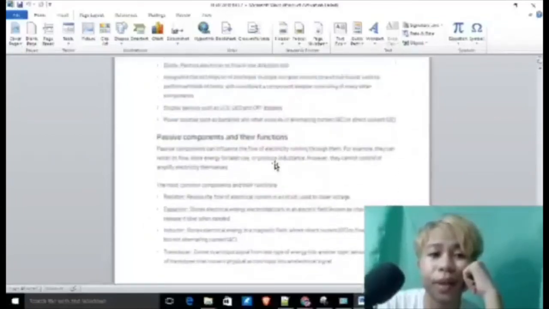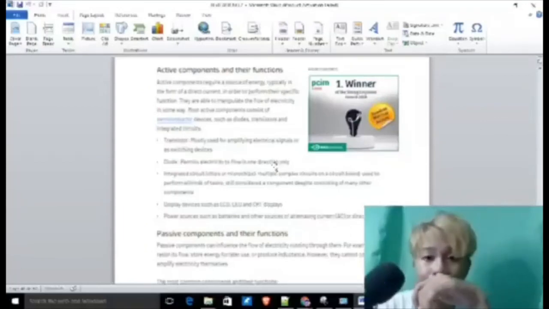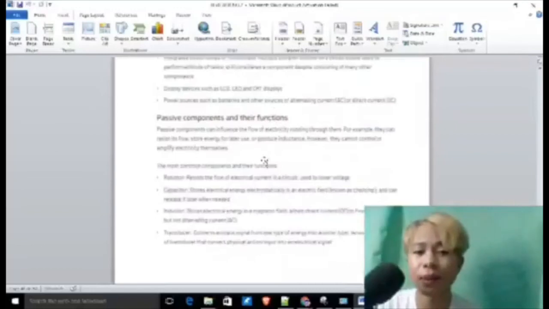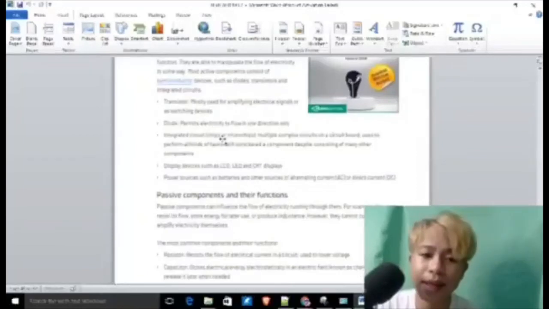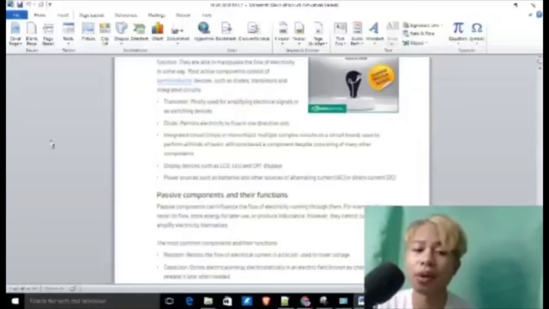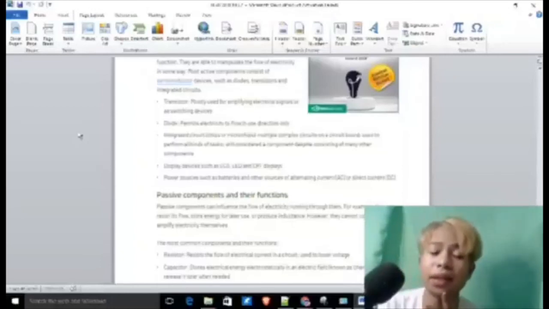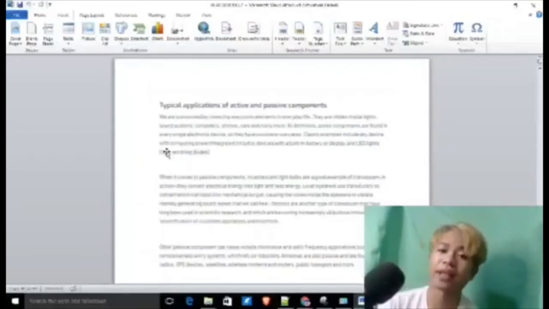It said there that active components require a source of energy, typically in the form of direct current, in order to perform their specific function. Yeah, that's really happening. Passive components and their functions: passive components can influence the flow of electricity running through them. For example, they can resist the flow, store energy for later use, or produce inductance. However, they cannot control or amplify electricity themselves.